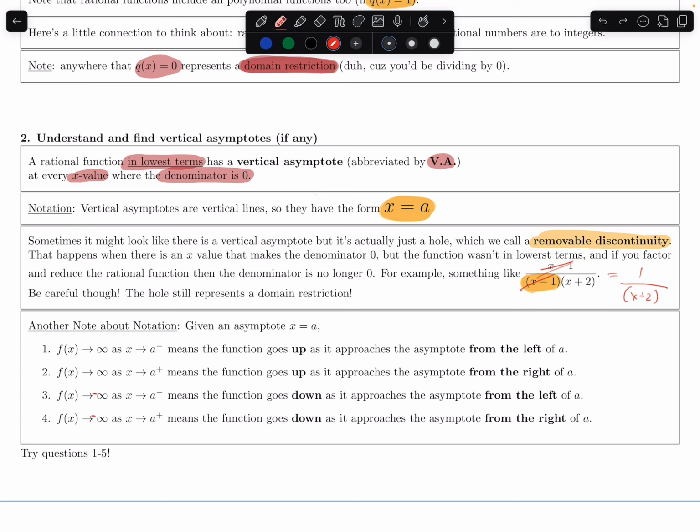And so it kind of looks like this. Like you have your graph going along, right? And right at where that discontinuity is, you just get a little hole, and then it continues on as if nothing happened. So it's not an asymptote.